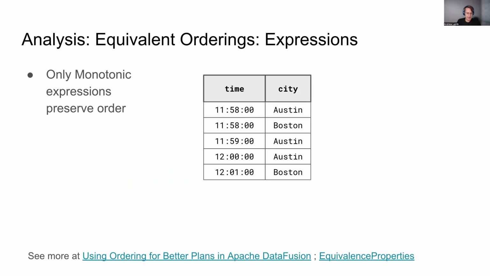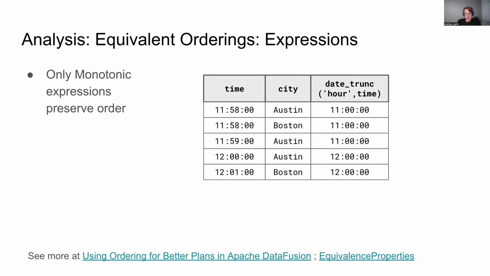Monotonic expressions basically preserve order. There's probably a more sophisticated concept for that. But in this case, the monotonic expressions are preserving order, and I'll give you some examples. So here I've got data that's sorted by time and then city. Well, I guess there's no ties. So it's sorted by time and city. And so if you now look at what date trunc hour time is, this would just remove the minute portion of the timestamps to truncate them to the hour boundary. And then you can kind of see in this example that the times are in fact still ordered, even though they've been transformed by this function.